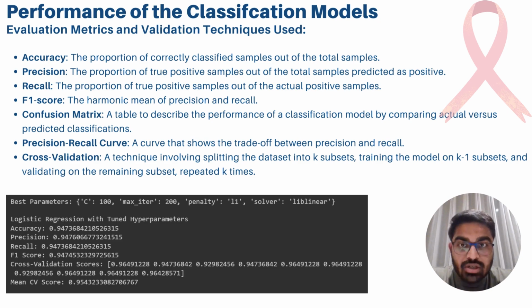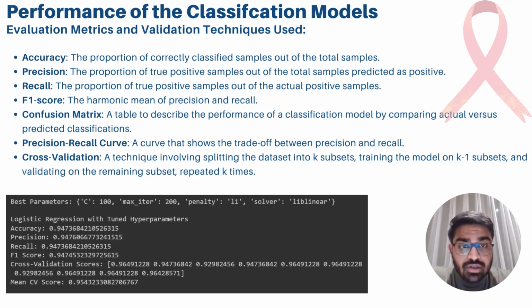Secondly, we'll be looking at precision. This is the proportion of true positive samples out of the total samples predicted as positive. So it's the true positives divided by the true positives plus the false positives. Third is recall. That's the proportion of true positive samples out of the actual positive samples. The fourth is the F1 score, that's the harmonic mean of precision and recall.